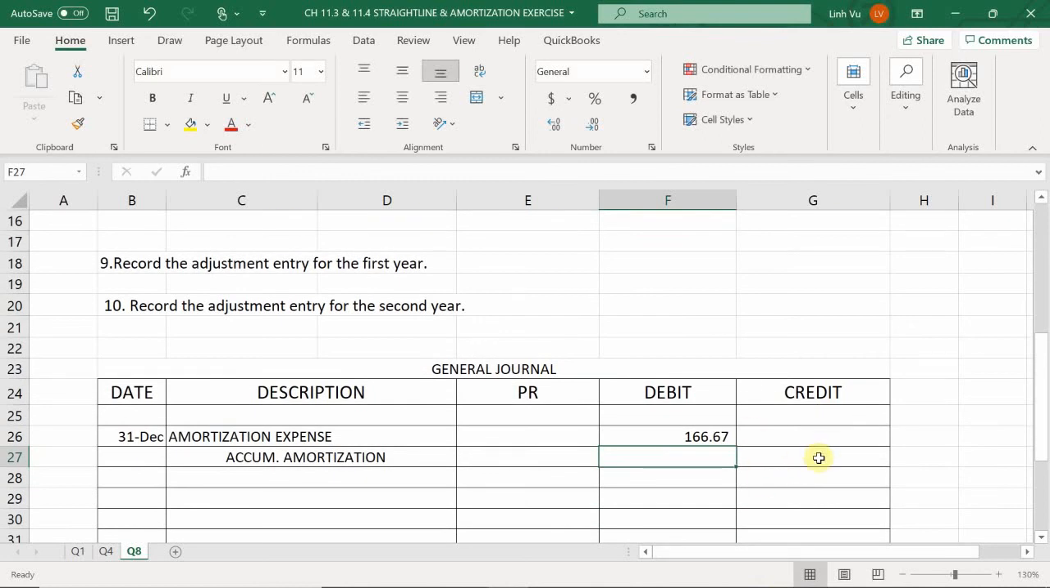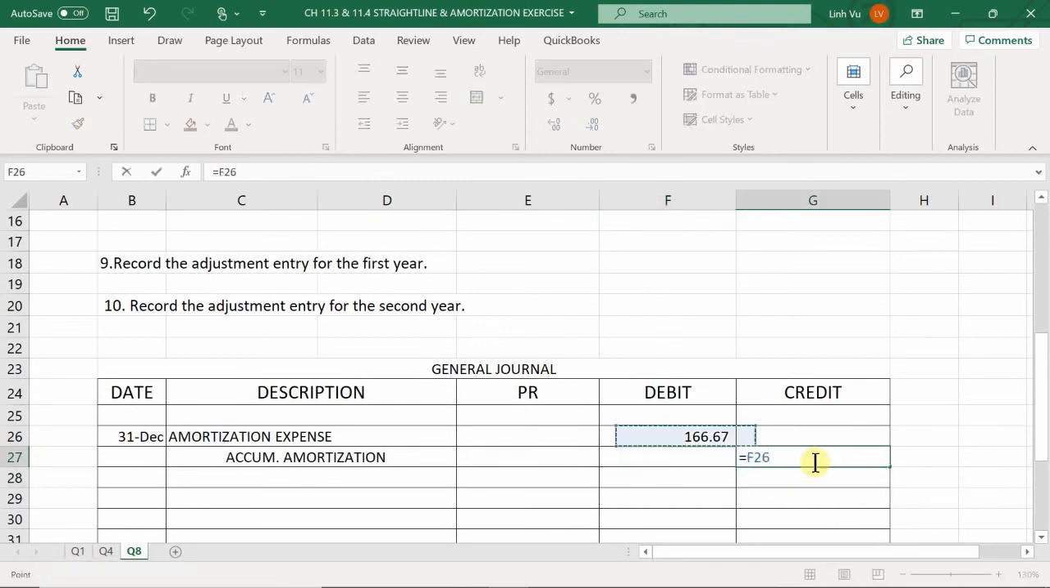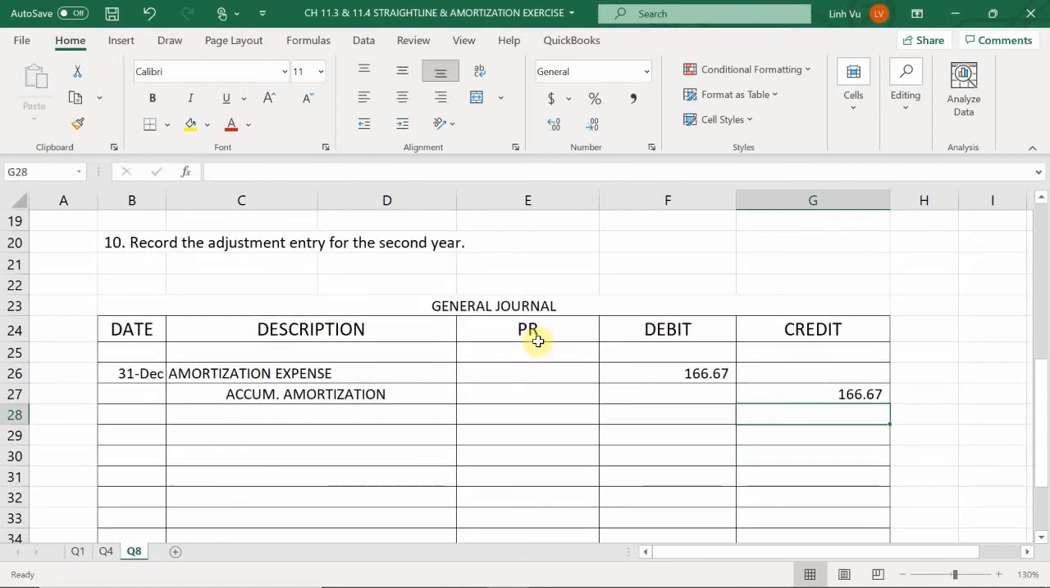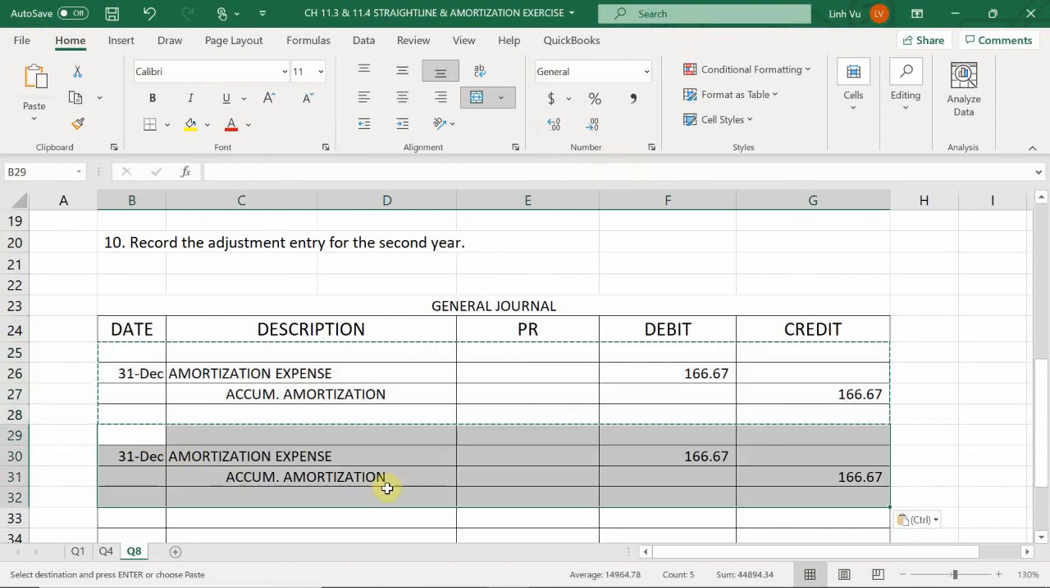Excellent. All right. So then let's answer the last question here. How are you going to record the adjustment entry for the second year? It would be the same thing. Good. It will be the exact same entry here.